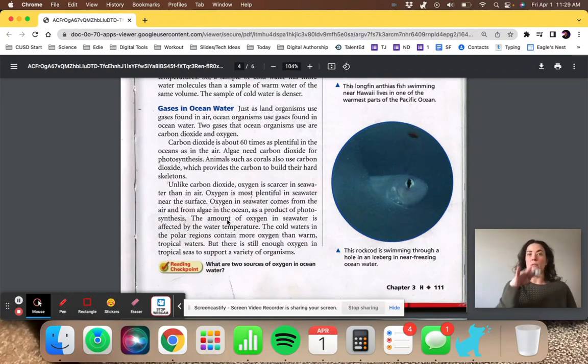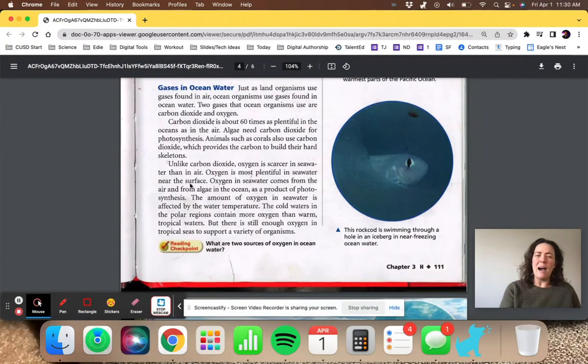So if you were to take a sample of ocean water and a sample of air about the same size, there would be 60 times more carbon dioxide dissolved in the water, believe it or not. The algae and the plants in the ocean need that carbon dioxide for photosynthesis. And other animals, such as corals, like the coral reef, also use carbon dioxide, which provides the carbon to build their hard skeletons.